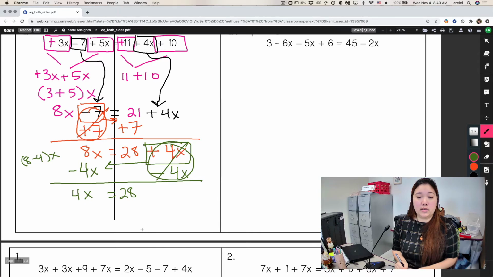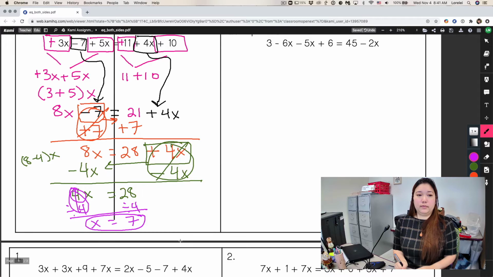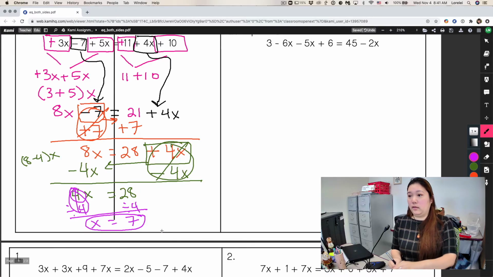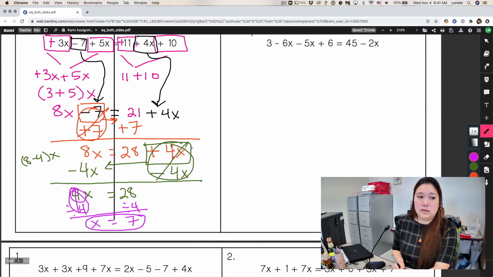4x equals 28. Last step, divide to get rid of this coefficient. So our answer is x equals 7. Okay. Last example.